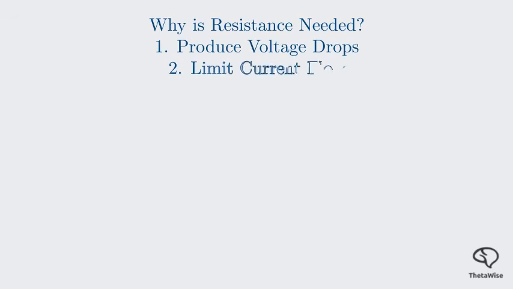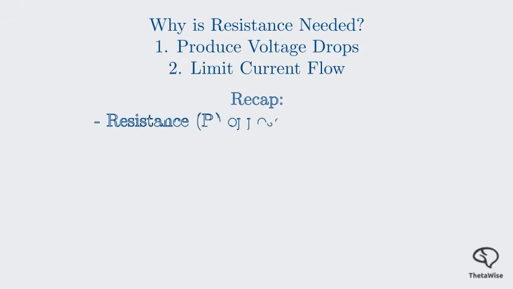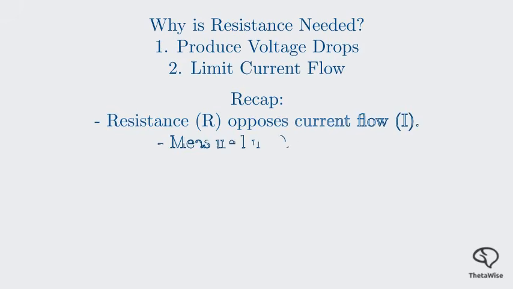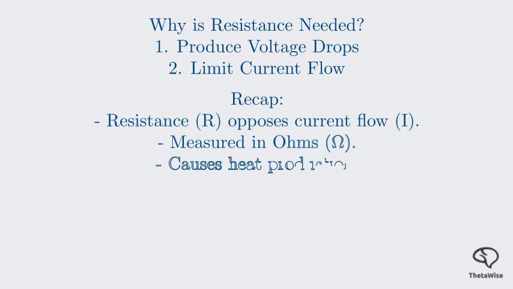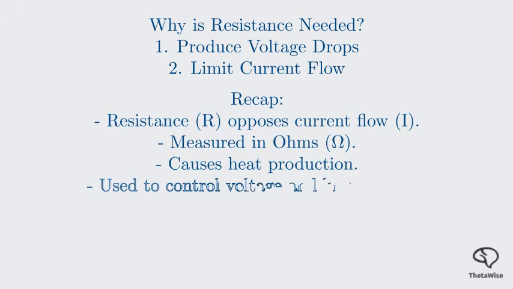The answer is that resistance is not always a bad thing. It serves two important purposes. First, resistance is needed to produce voltage drops. In a circuit, we often need different voltages at different points, and resistors help create these. Second, and perhaps most importantly, resistors are used to limit the current flow to a safe level for other components in the circuit. If there was no resistance, the current could become infinite and destroy the components. To summarize, resistance is the opposition to current flow, measured in ohms, and is crucial for controlling voltage and limiting current in a circuit.